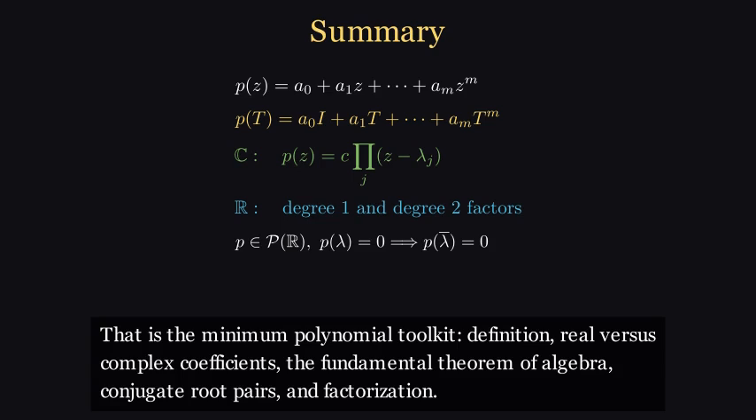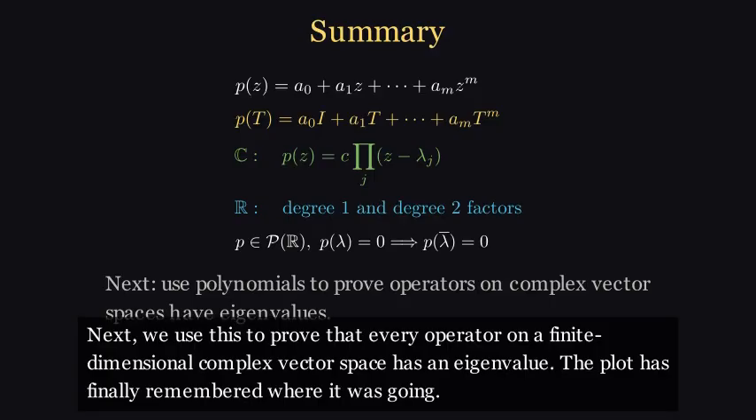That is the minimum polynomial toolkit. Real versus complex coefficients, the fundamental theorem of algebra, conjugate root pairs, and factorization. Next, we use this to prove that every operator on a finite-dimensional complex vector space has an eigenvalue. The plot has finally remembered where it was going.